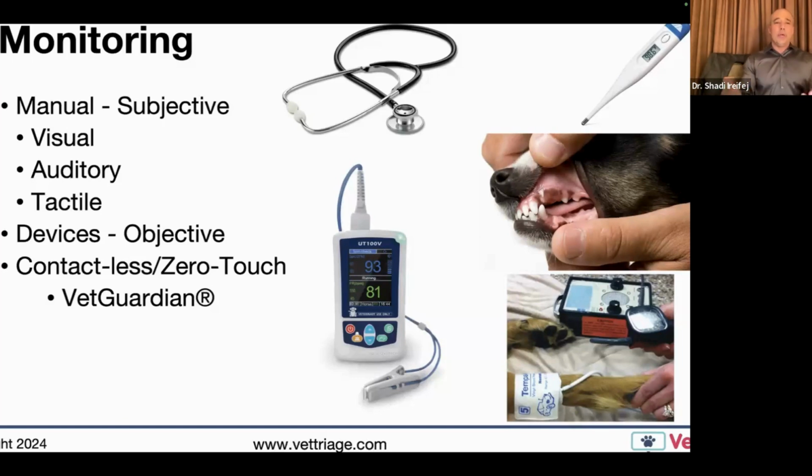So the idea of using devices like pulse ox and blood pressure machines is that they're very objective. And so if they're objective, it gives us a clear answer: do we have to react to this or not? And if so, how much? So objective measurement is ideal. Of course, you're using it in combination with manual, but the idea behind equipment like Vet Guardian is telediagnostics.